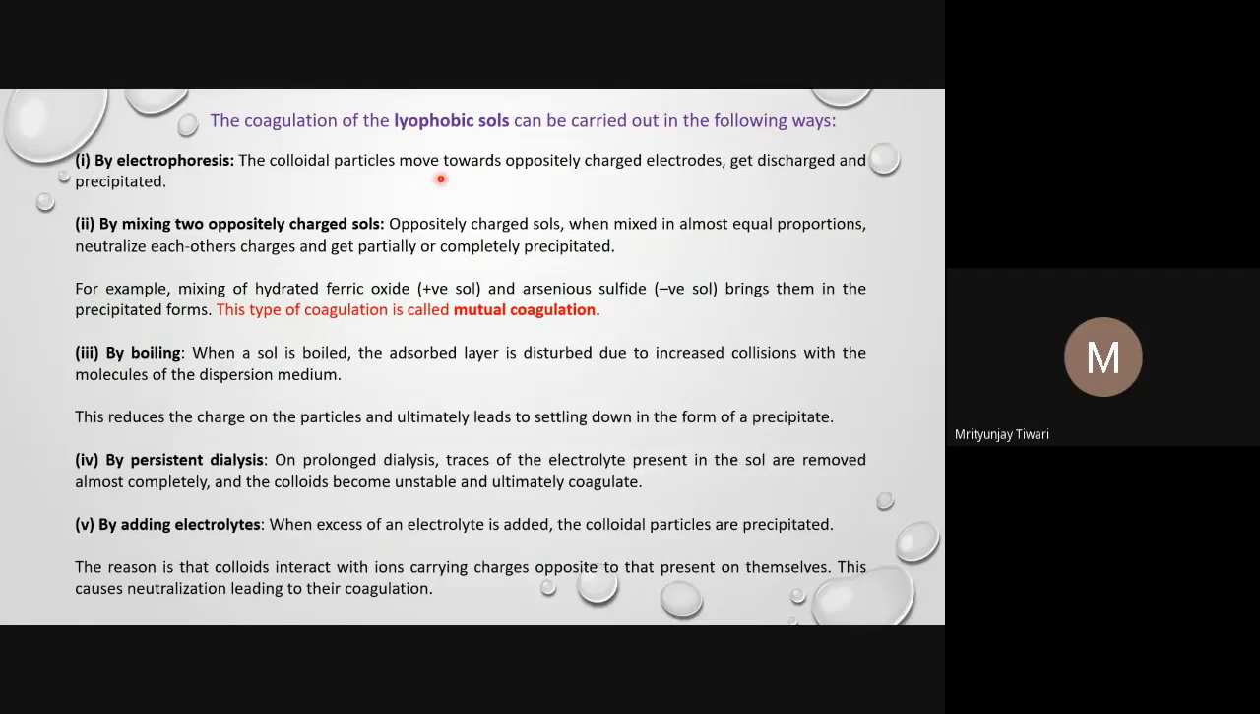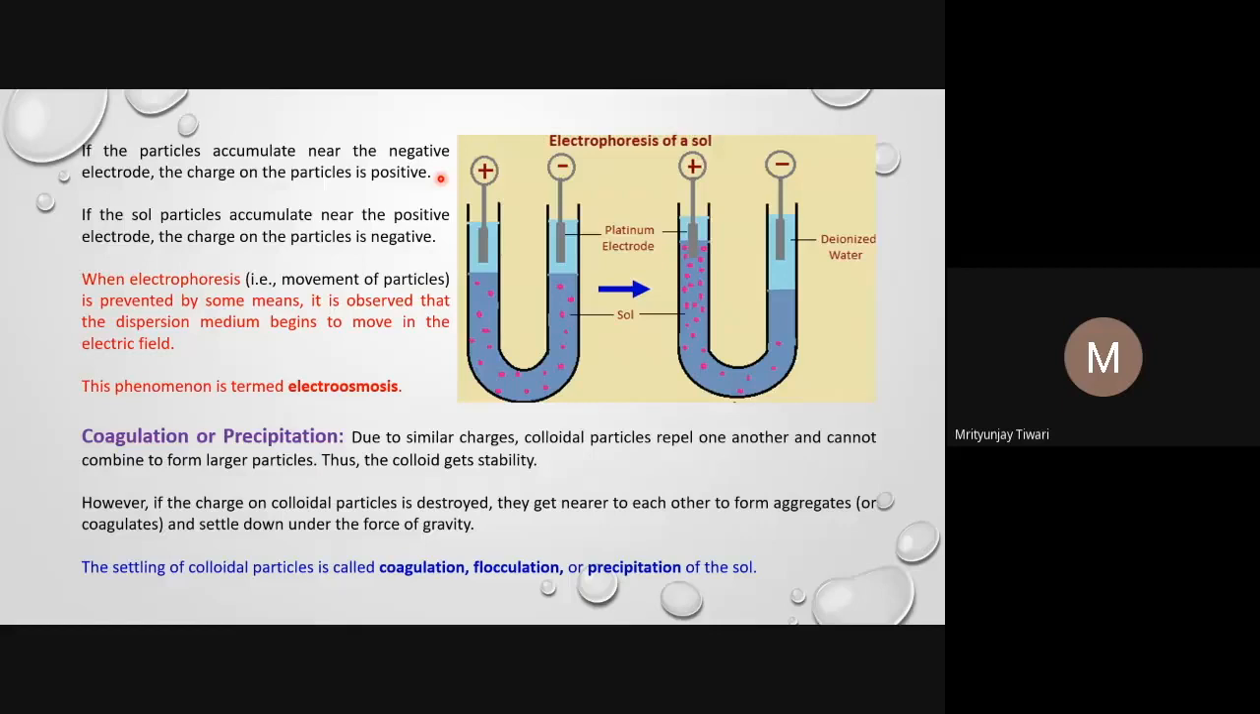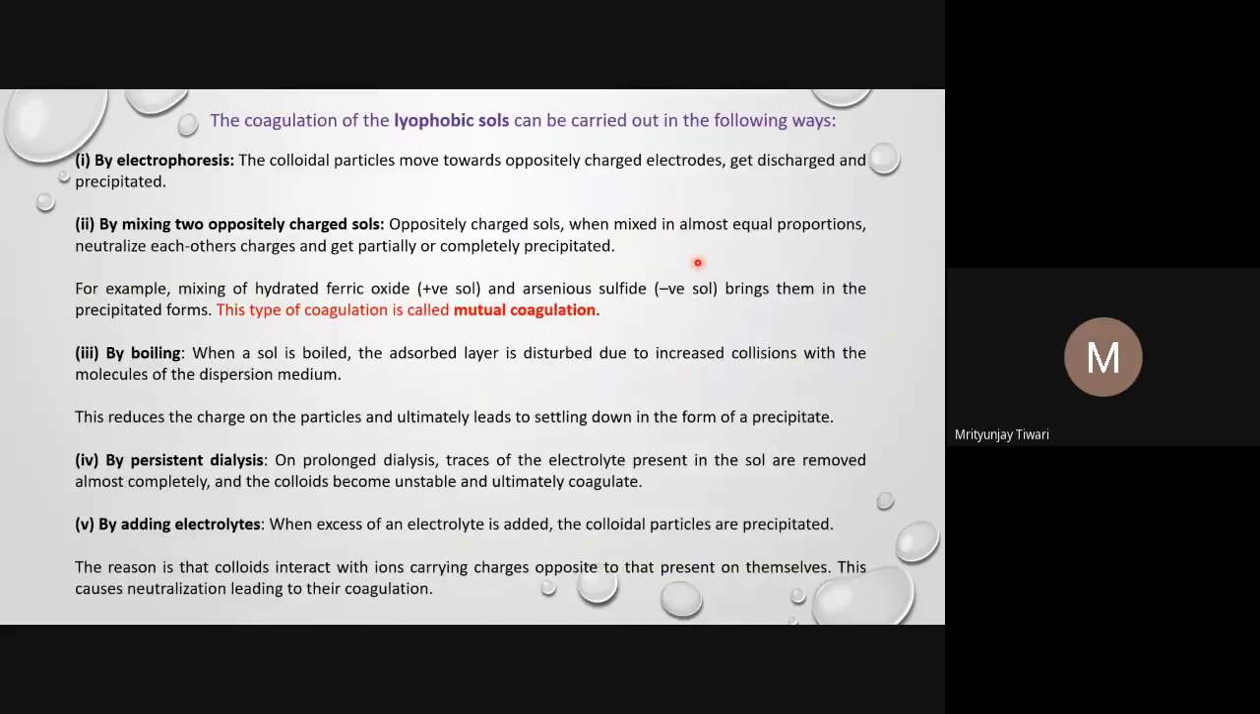Once they reach the oppositely charged electrode, the electrons also move there. Because of that, if they are negatively charged, they give up electrons and become neutral. If they are positively charged, they accept electrons and become neutral, so they lose their charge and get precipitated there. Another way of coagulating lyophobic sols comes next; these are all the methods for lyophobic sols. For the lyophilic sols, we will see by what method one can coagulate them.